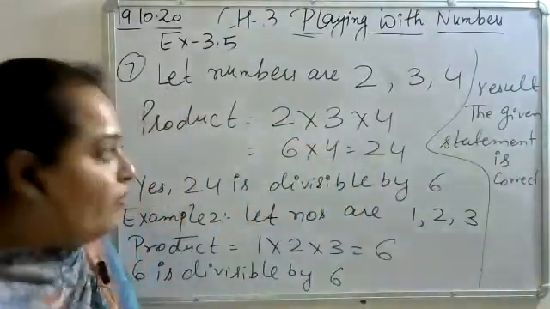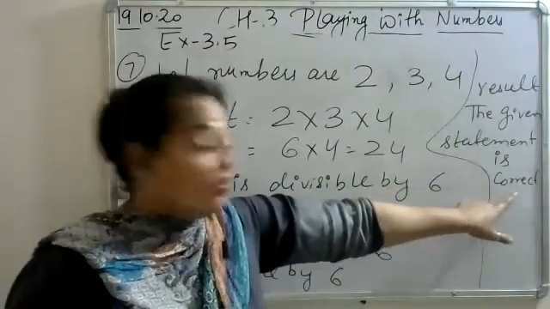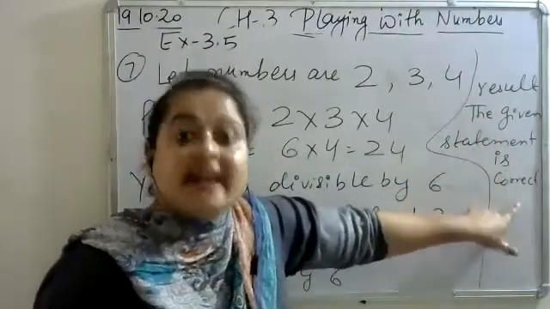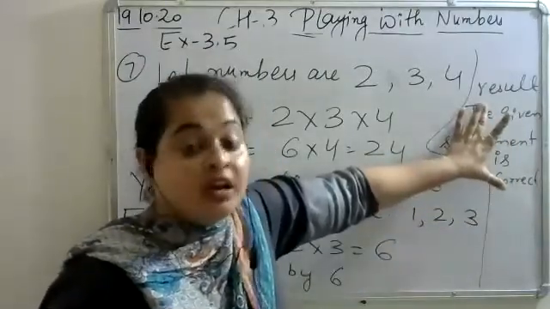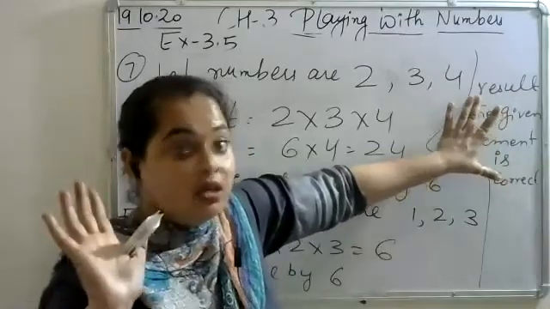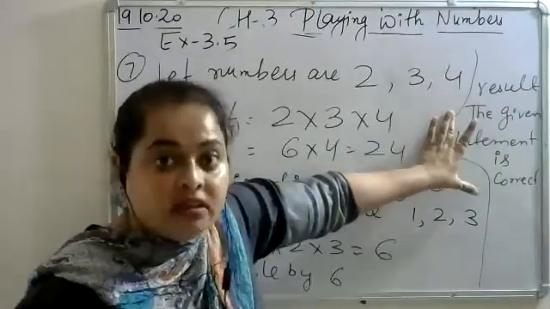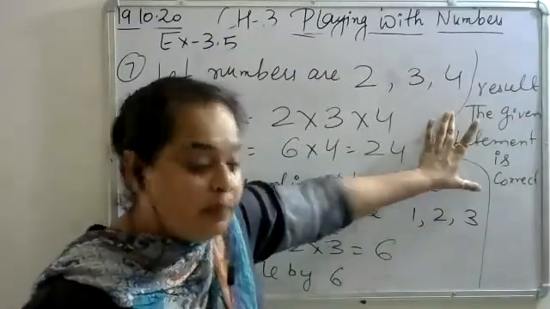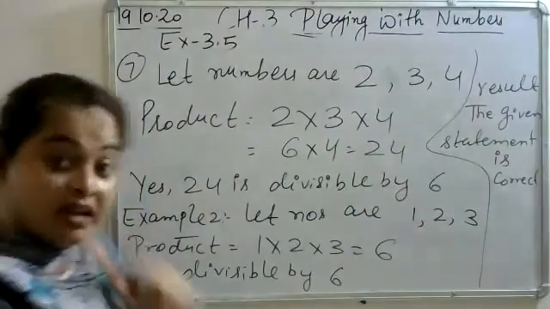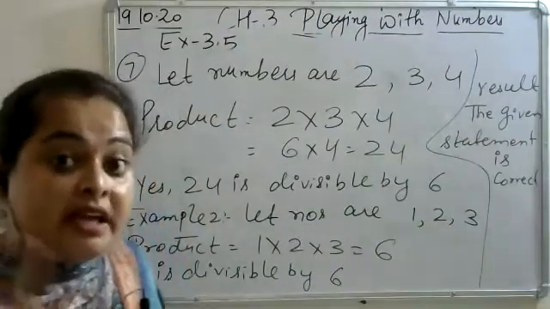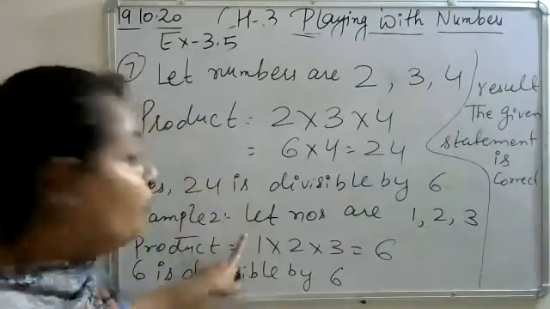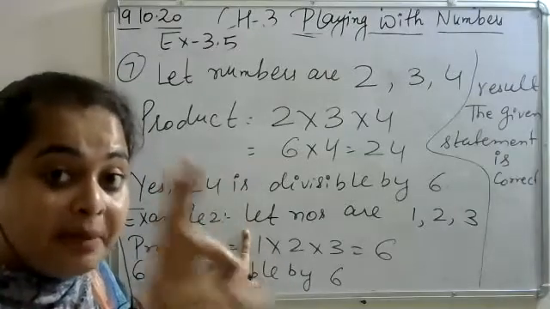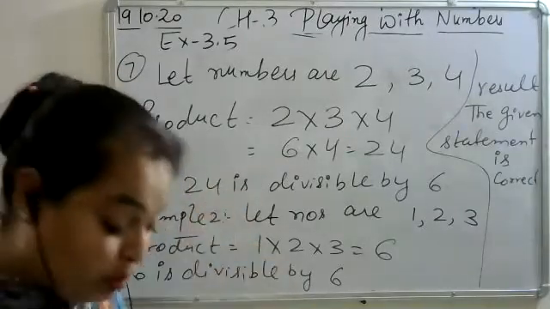In the end, you will write the conclusion like this: the given statement is correct. This is very important. Otherwise, your half marks will be cut. If you do not write this in the end, your half marks will be cut. So this is very, very important. And again I am repeating, give at least 2 examples, not 1 example. In this type of question, at least 2 examples are required. Note it down in your notebook.